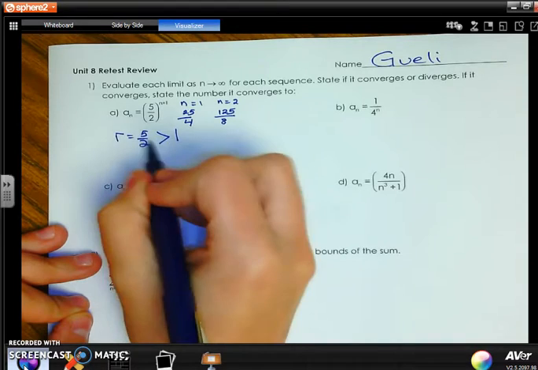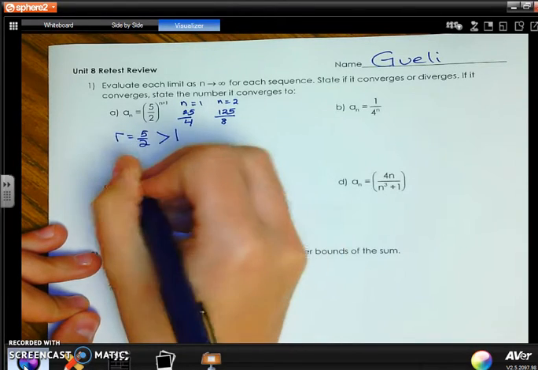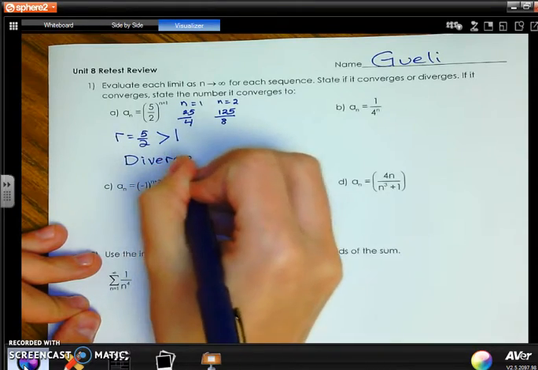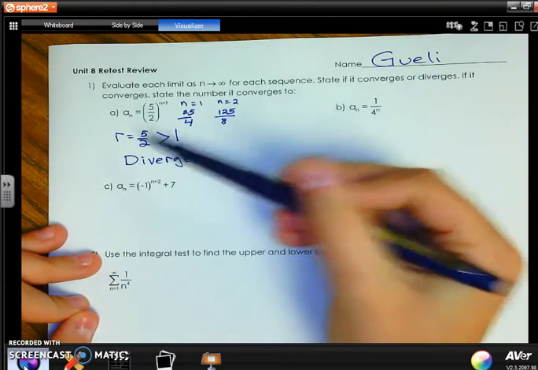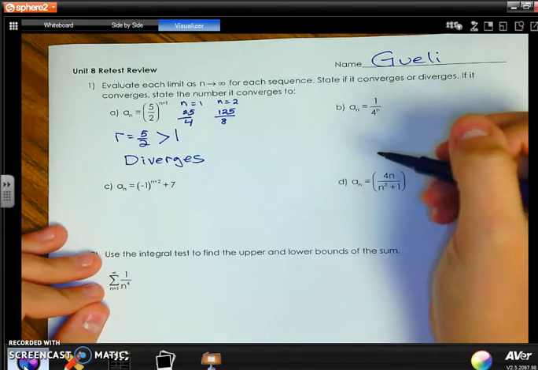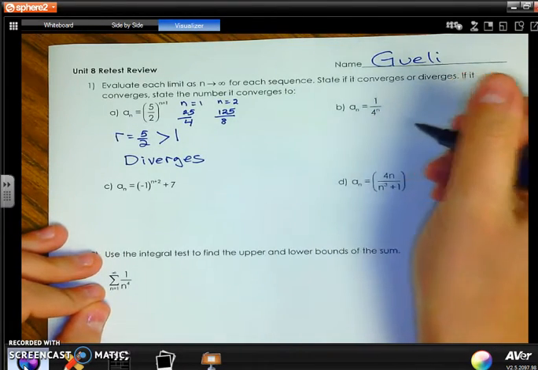Or you could just say this is geometric. The R value is greater than 1, so this one is diverging. So this one diverges. It's a geometric where R is greater than 1 and it's increasing without bound. It's just going to keep getting bigger and bigger and bigger. It's not going to any one number.